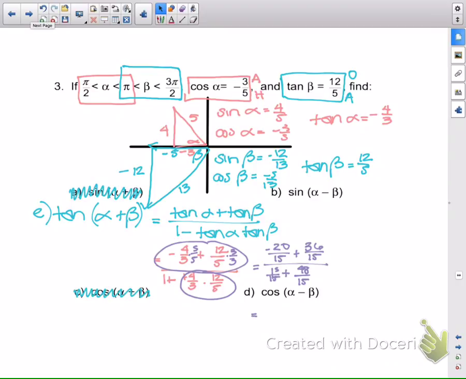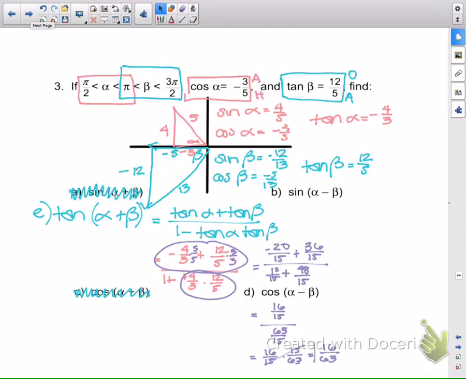So now let's do the top and the bottom. Negative 20 plus 36 gives me what? 16 over 15. On the bottom, 15 plus 48 gives me 63 over 15. What do I do in a situation like this where I have 2 fractions? Okay, keep the top, flip the bottom, and multiply. What cancels? The 15s, which means my final answer is what?